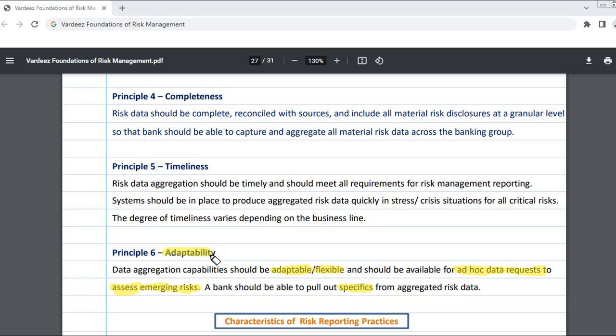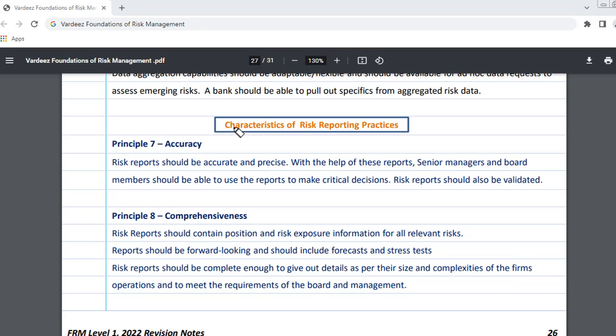As I said, adaptability also has to offer any specific information that the bank, the bank management, or the board is looking for. Then the bank should be able to pull out the specific details from that particular data. Alright, now talking about the characteristics of risk reporting practice. The principles that we will see from 7 to 11 show the ideal characteristics of risk reporting.